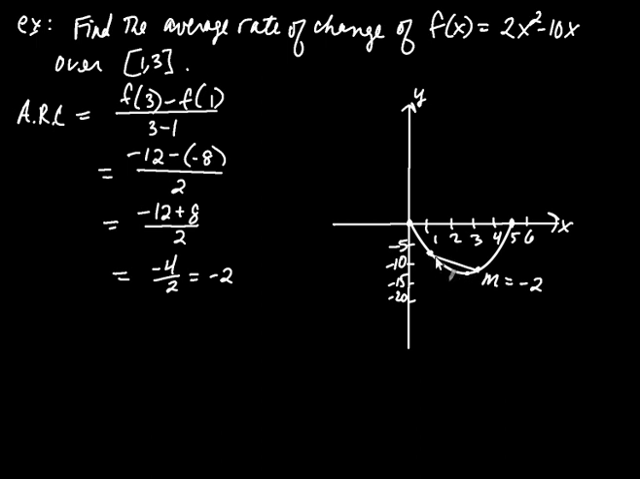Now we know that you're dropping really fast here, and actually over here it looks like you're increasing. But on average from 1 to 3, if you calculate all those instantaneous rates of change, on average you dropped 2 units every time you went over 1.